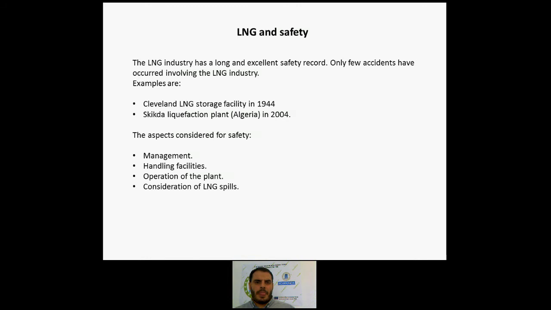Well, ships are also equipped with gas and fire detection systems. Crews are extensively trained to maintain high levels of onboard safety and to handle emergency situations if they should arise.